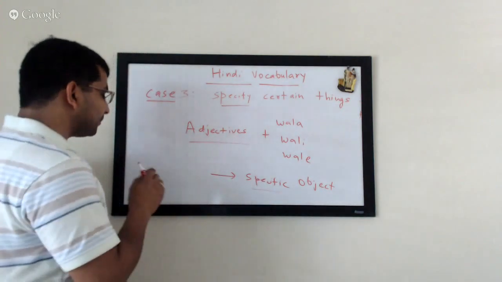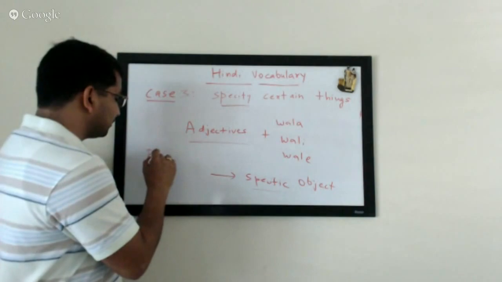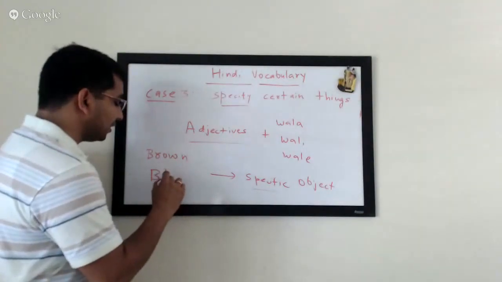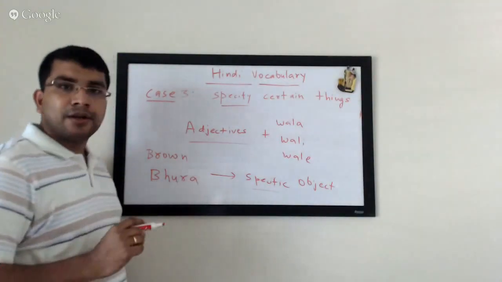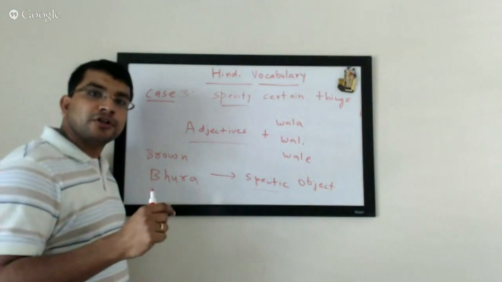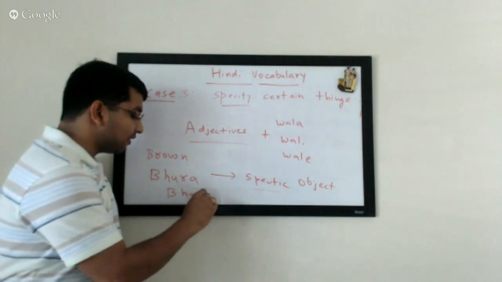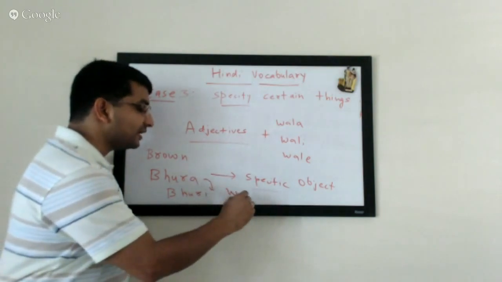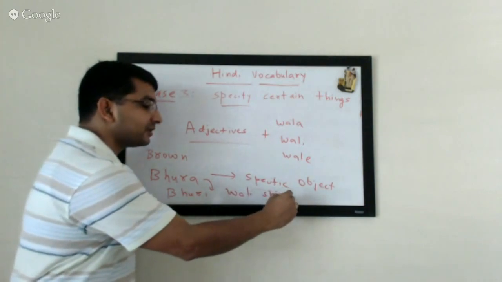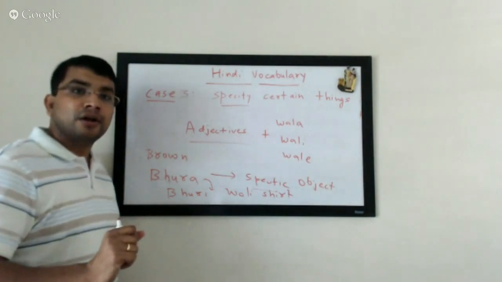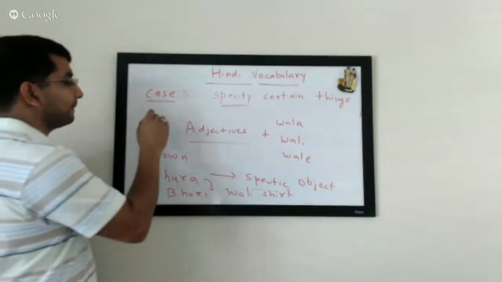For example, if you like a shirt where the color of the shirt is brown, and brown in Hindi is bhura, right? Shirt is feminine, right? So if somebody is getting you a shirt and you want to be very specific, you can say buri wali shirt. And buri is again the feminine version of bura. So buri wali shirt. Like I want a shirt, but that particular one, right? Kali wali shirt, right?